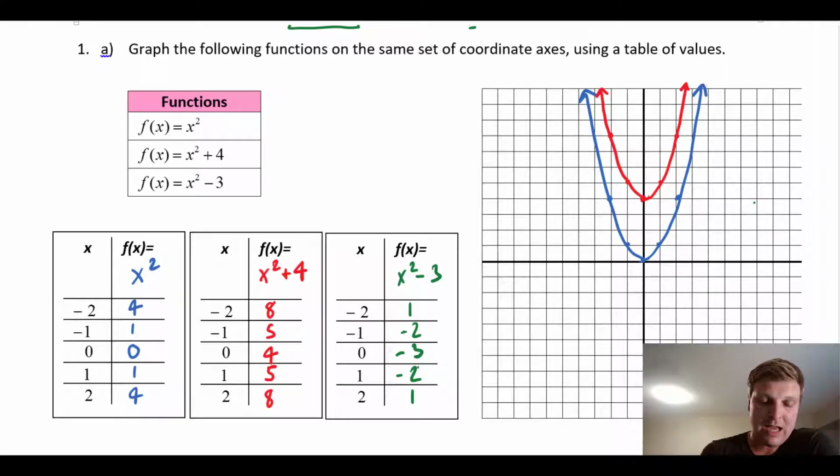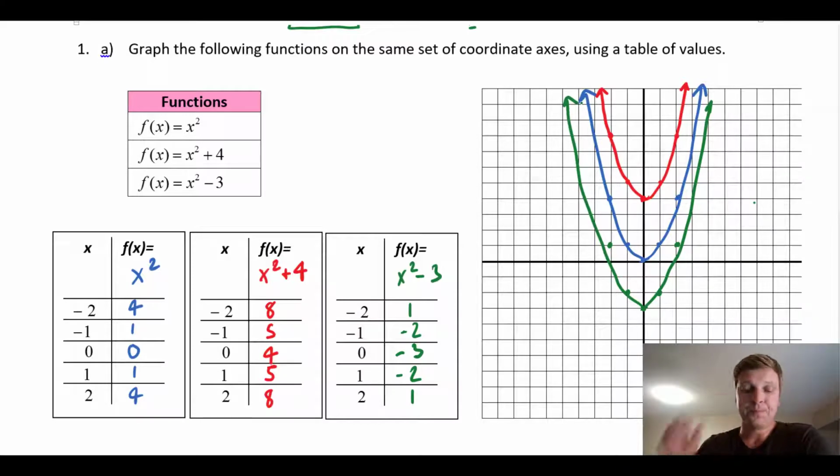So my vertex now is going to happen at 0, negative 3 down here. 1, 2, 3, negative 3. I'm going to go over 1 and up 1. I'm going to go over 2 and up 4. Over 1 this way and up 1. Over 2 and up 4. And you can see the same parabola taking shape, but it's just been shifted downwards.